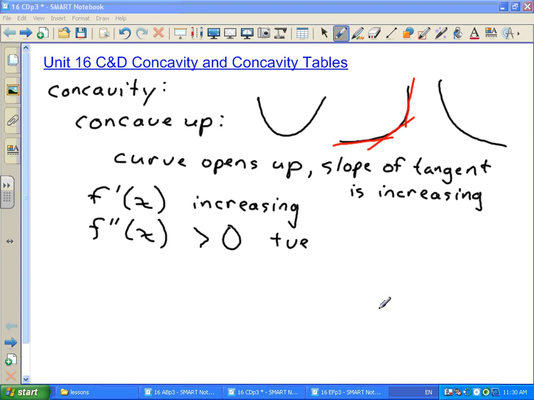We apply the second derivative test. If it's greater than 0, we know that we had a local minimum, okay? So we did this sort of thing here. Second derivative is positive. We knew that we had a minimum, or our curve was concave up. Okay.